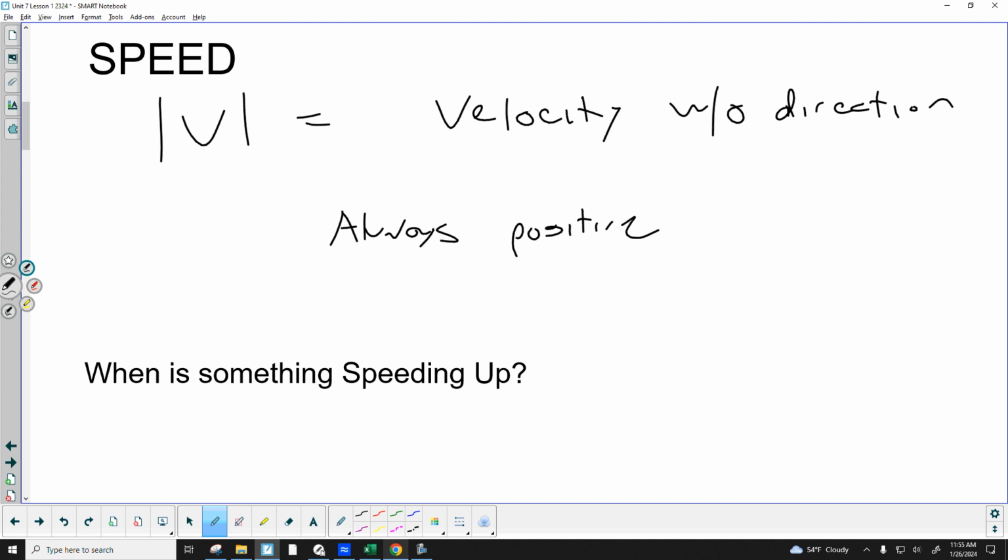That's the key. You're all over this. When is something speeding up? Tell your neighbors what you think when something is speeding up. You're going to be wrong. No. Acceleration increasing is the derivative of acceleration, a prime. No. When acceleration... you were wrong.